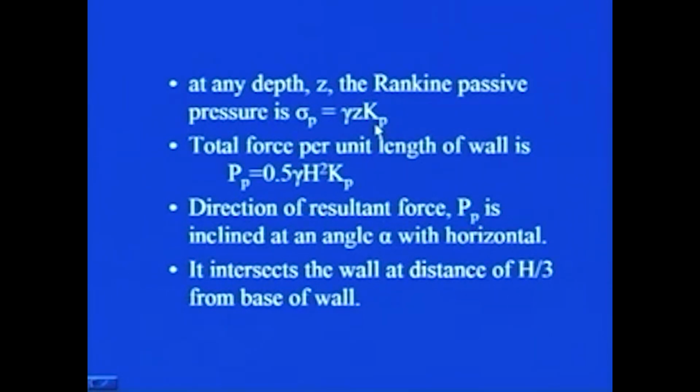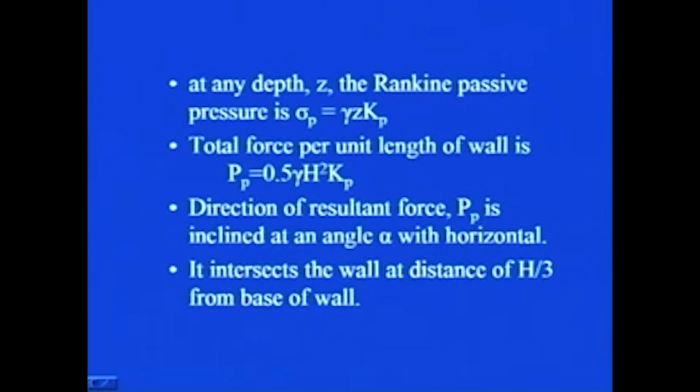Once you know the lateral pressure diagram, simply you have to take the area to get the total force per unit length of the wall, which is given by this expression as 0.5 gamma h square into Kp. Now, this is the magnitude of the passive force. We have to see where exactly it will be acting for proper designing of the wall.